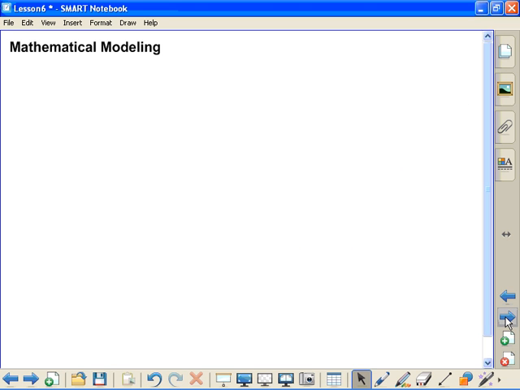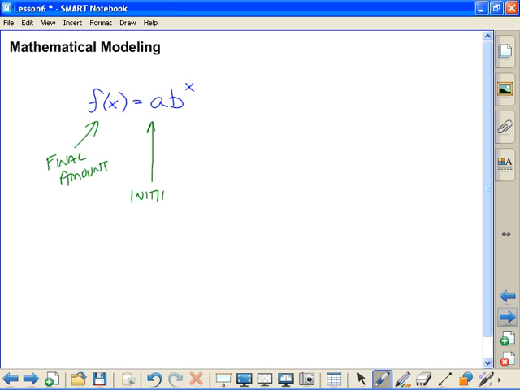Mathematical modeling, it's more of a pure formula, back to what we talked about. So it's just going to look straight like that. Again, this is your final amount. A is your initial amount. B is your, obviously, base.